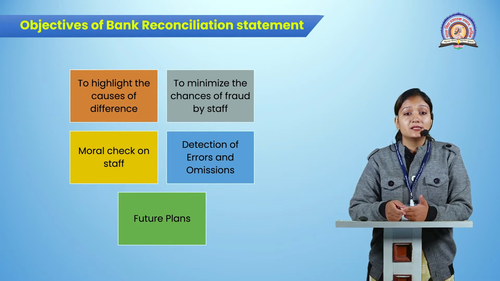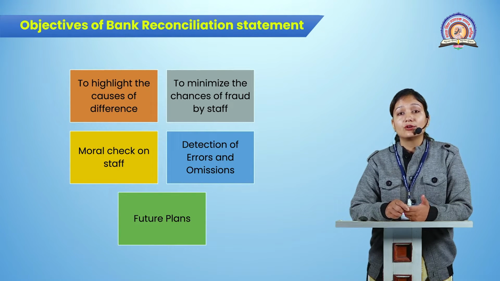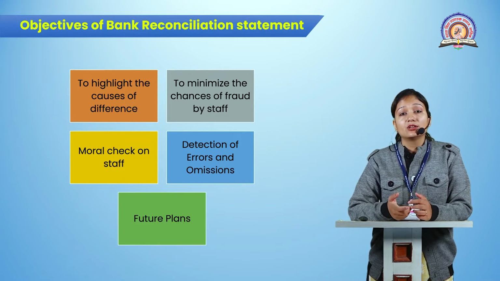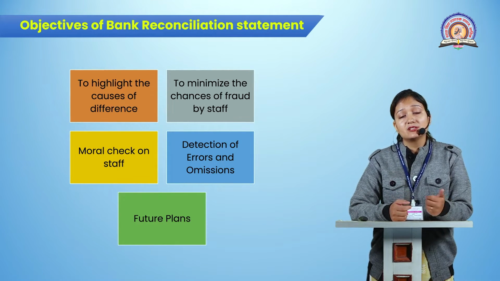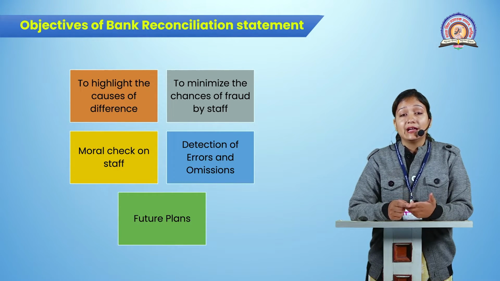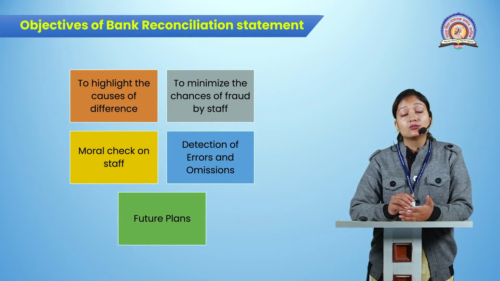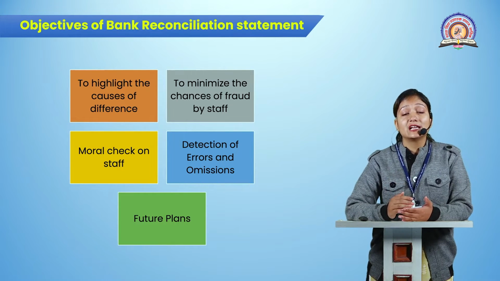Then the second one is to minimize the chances of fraud by staff. Chances of fraud by staff means what? See, every company is having a certain amount of staff. Now, when we are talking about staff, it means what? It is a human being. Sometimes fraud can be there. Sometimes misstatements can be there. And if we are finding out the differences between cash book and passbook, so obviously it will reduce the chances of fraud.